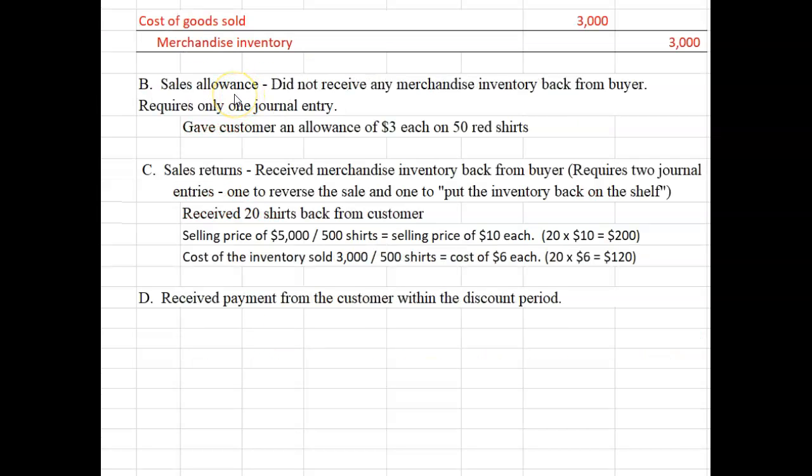Okay, now let's talk about allowances given by the seller. They're referred to as a sales allowance. In a sales allowance, the seller did not receive any merchandise inventory back from the buyer. The seller simply allowed the buyer a reduction on the cost of the inventory that the buyer purchased because something was wrong with it. It requires only one journal entry because we didn't get any merchandise inventory back. An example would be that in this sale, we gave our customer an allowance of $3 each on 50 red shirts. The seller will use the account called Sales Returns and Allowances, which is a contra revenue account.